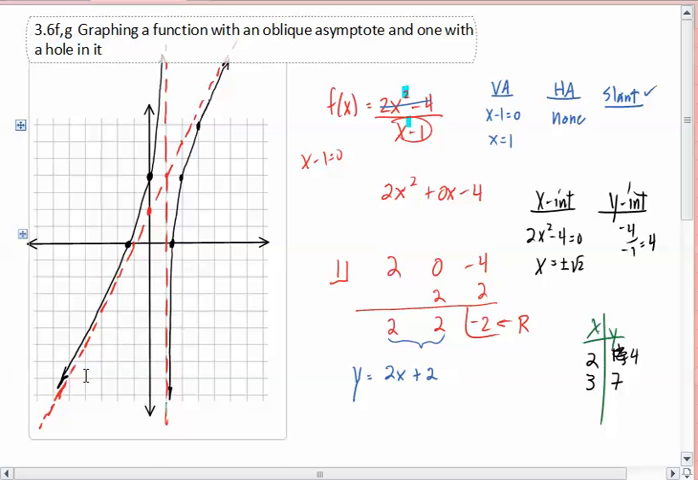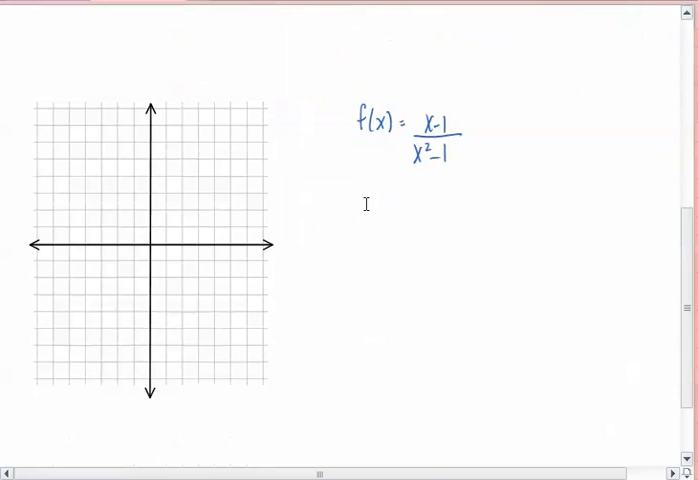Okie doke. Let's take a look at one more. And this is going to be one with a hole in it. So we'll take a look at what happens with that. First thing, vertical asymptotes, horizontal asymptote. Alright, I see that it's bottom heavy right away. I know that's going to be y equals 0.